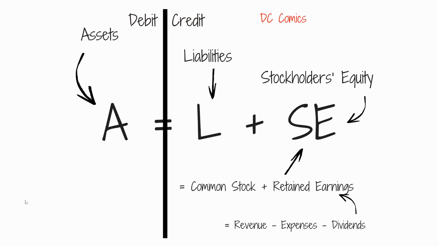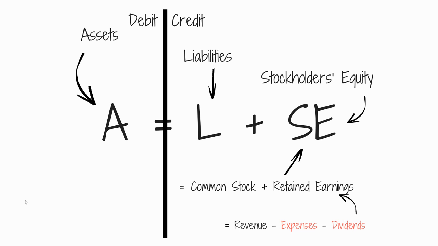Okay? Easy ways to do this would include thinking of DC Comics. The D is on the left, the C is on the right. Or Washington, DC. Those are typically two of the ways that I tell my students to remember which is on the left and which is on the right. So debit on the left, credit on the right.